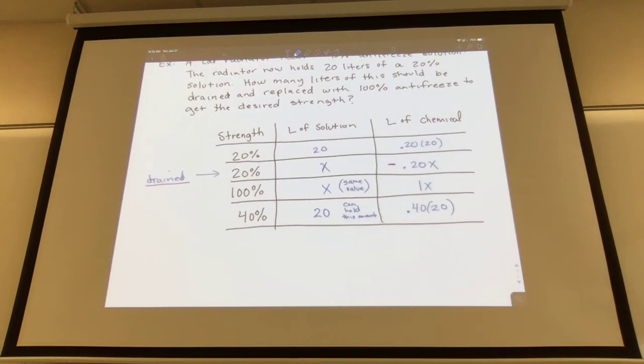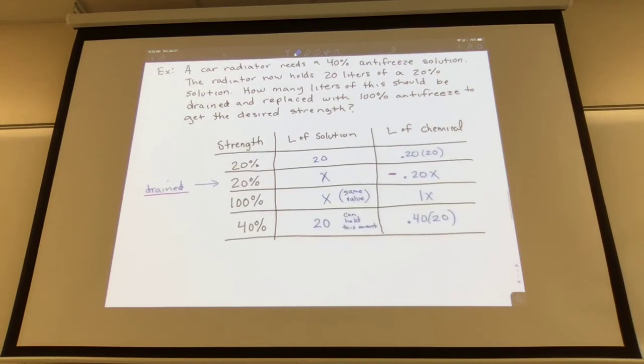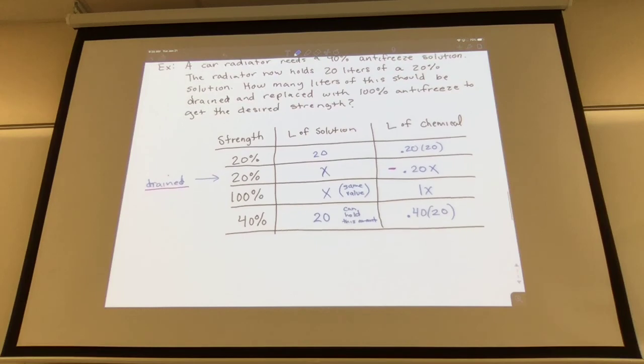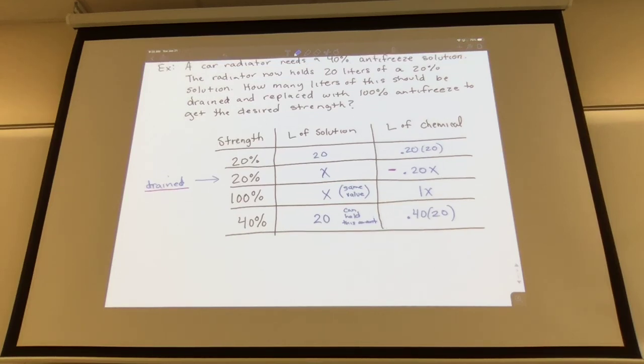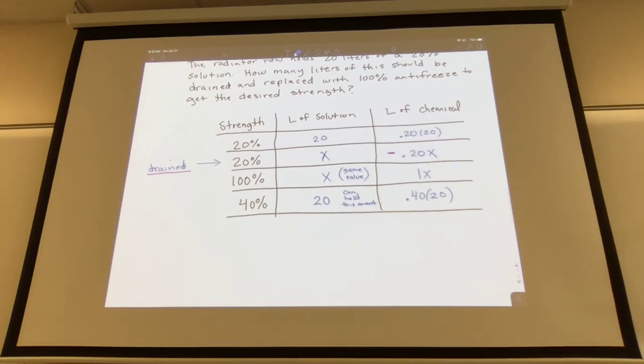So it says a car radiator needs 40% antifreeze. We're working with 20% and 100%. We have to make that combination, the mixture, happen so that at the end of the day, we have a 40% solution that fits in a 20-liter tank.